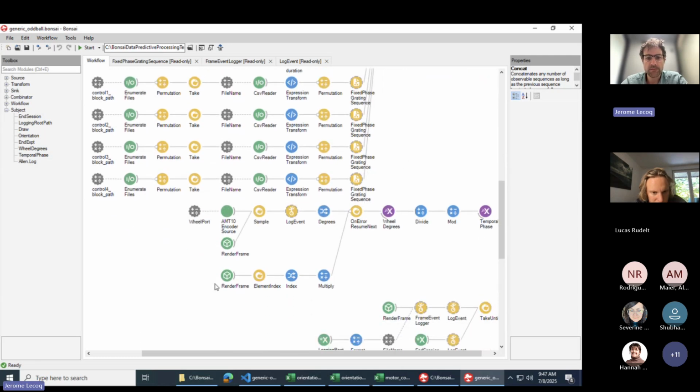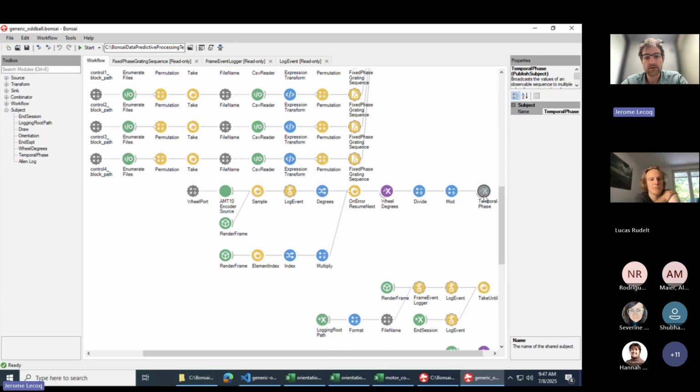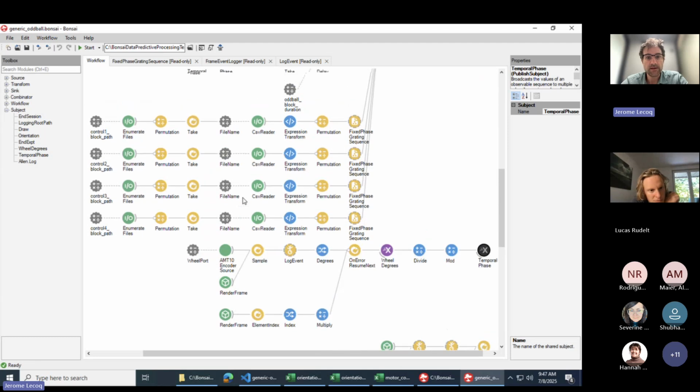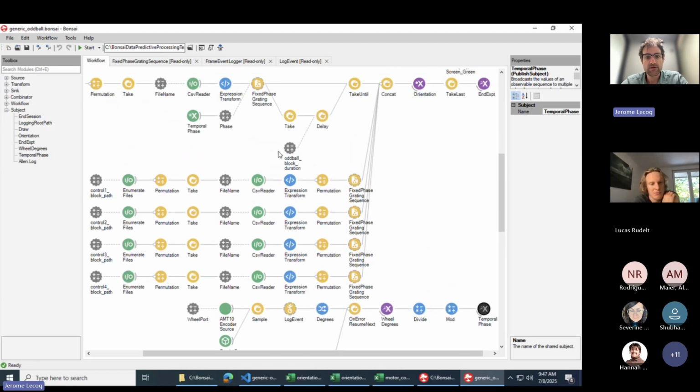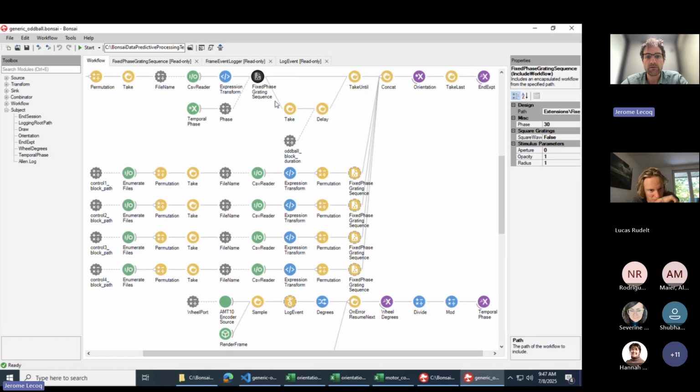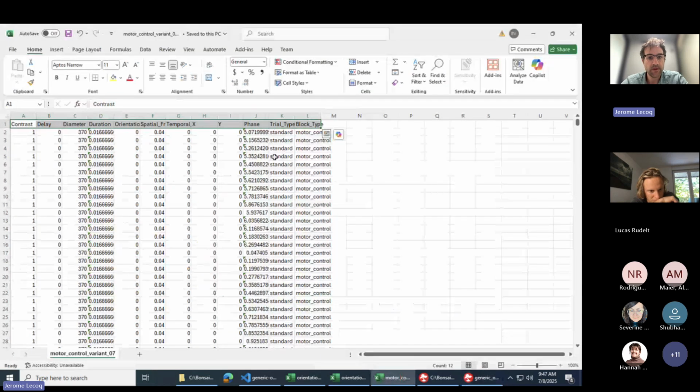Then this row here is reading the wheel of the mouse and converting it to a temporal phase. So this is what we use for coupling the gratings with the wheel, and it's fed back in. So the temporal phase here is fed back into the first row, because this is the row that can control the wheel, if we ask the mouse to control the wheel. So this block here is going to use it if the CSV says so in the phase.